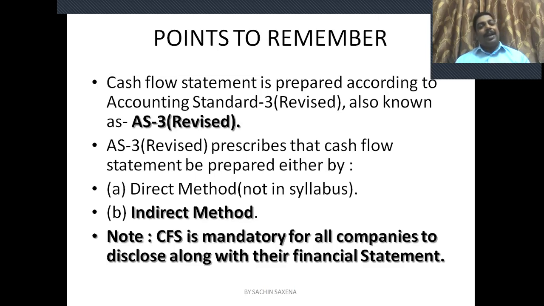Okay, so indirect method is more suitable, more understandable, and easier than direct method to show the cash flow position. And that is why most of the companies use the indirect method of preparing cash flow statement.